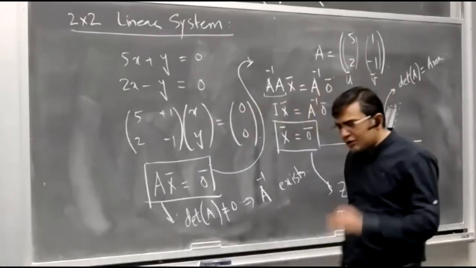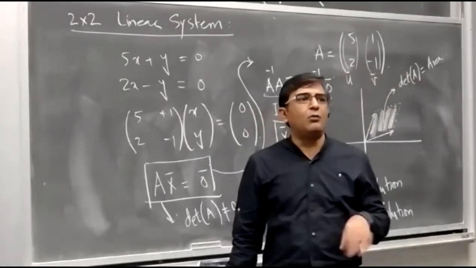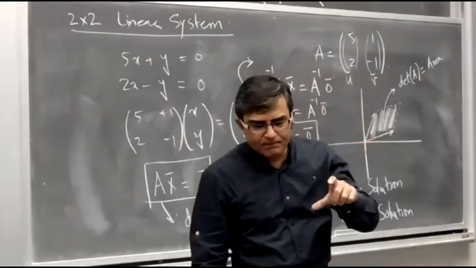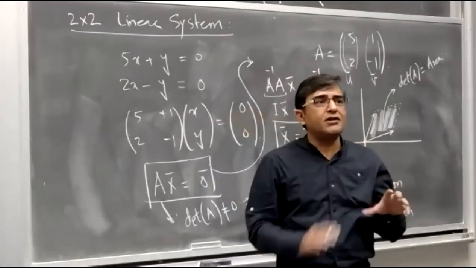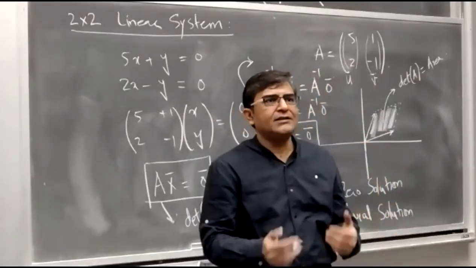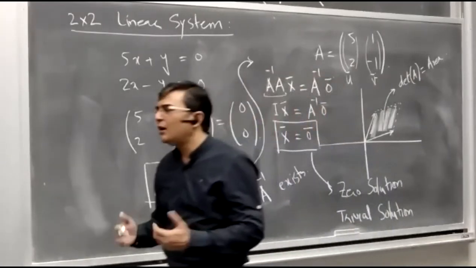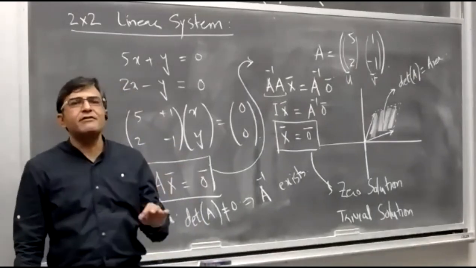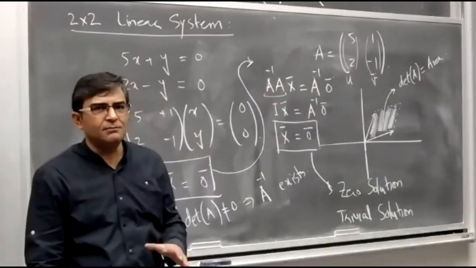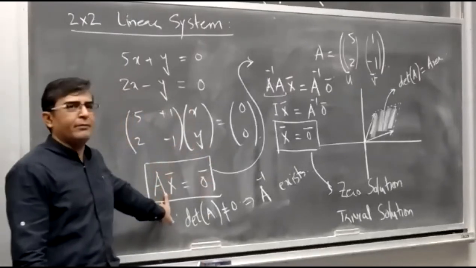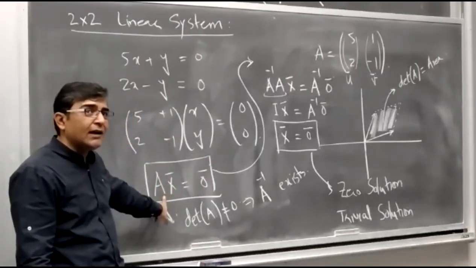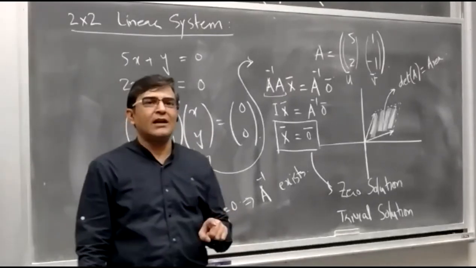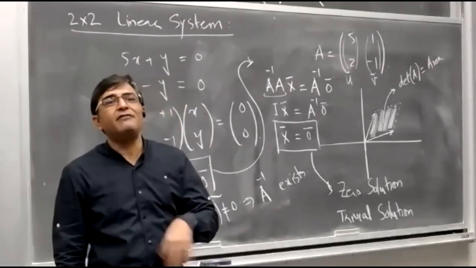Okay. In order to get non-trivial solutions of a homogeneous linear system, I'm repeating it, non-trivial means non-zero solutions. We call the zero solution the trivial solution, and non-zero solutions we call non-trivial solutions. Okay? In order to get non-trivial solutions of a homogeneous linear system, the coefficient matrix should be a singular matrix. It means its determinant must be zero. In that case, we will have infinitely many solutions.